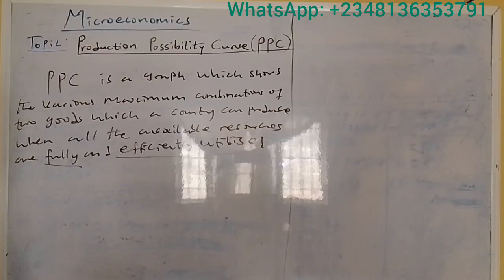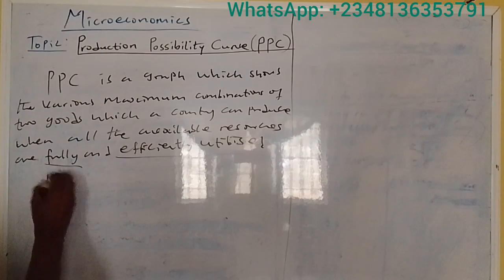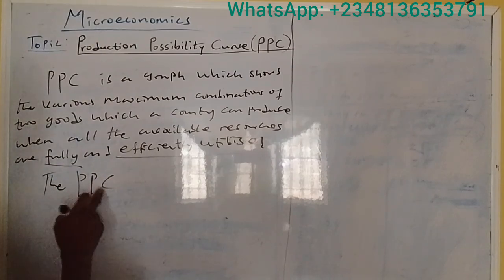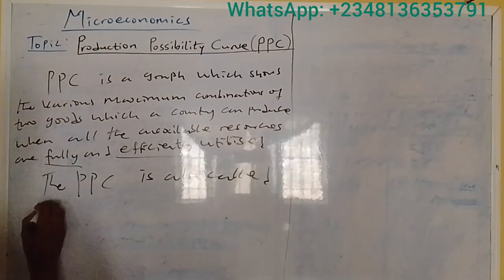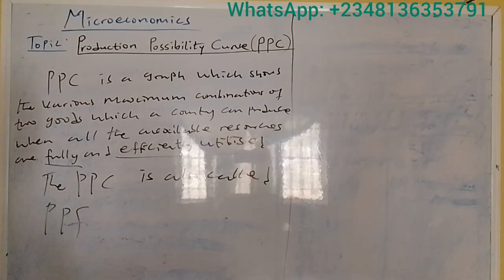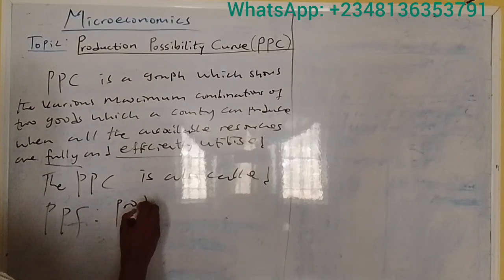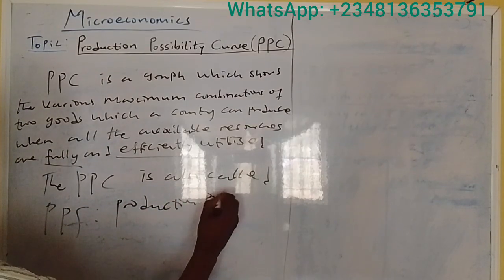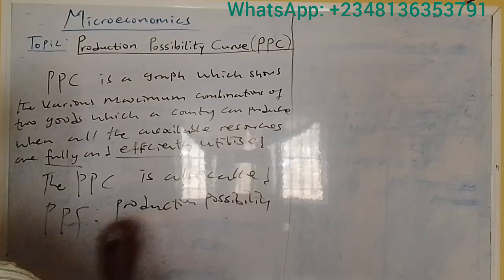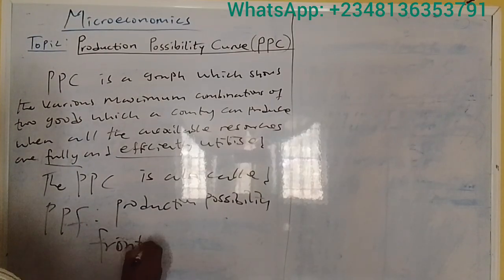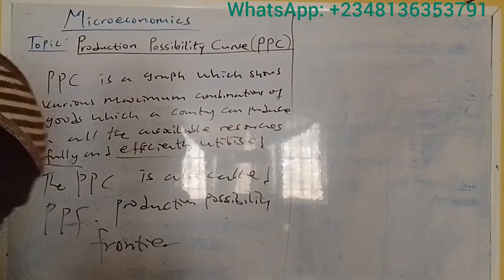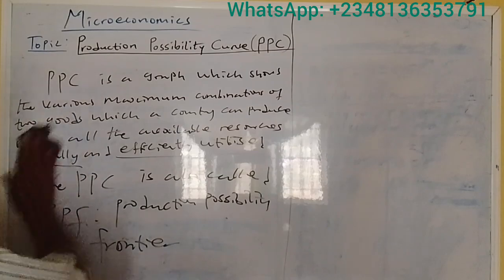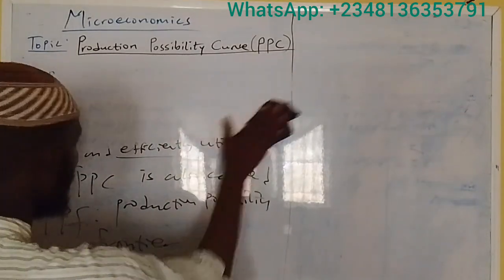So what does a PPC look like? Don't forget, the PPC is also called the PPF, that is, the Production Possibility Frontier. So when you hear Production Possibility Frontier, it's the same thing as Production Possibility Curve. Now, what does the PPC look like?